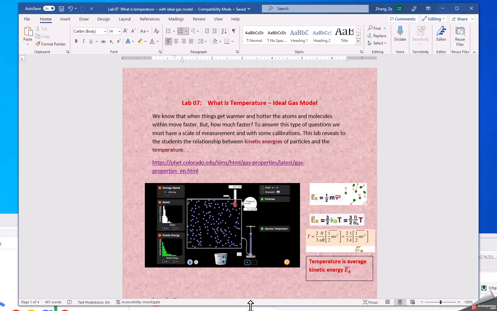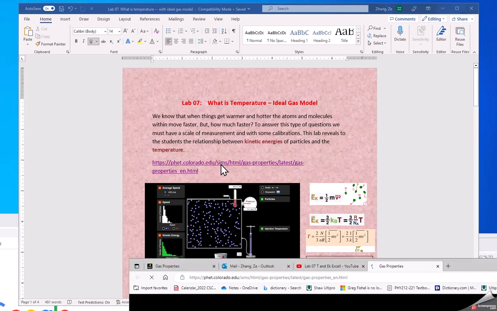Okay, we know that when things get hotter or warmer, the atoms and molecules within them move faster. But how much faster? To answer this type of question, we must have a scale of measurement, with some kind of calibration. This lab reviews for students the relationship between the kinetic energies of the particles and the temperature. In particular, we're going to use the simulation from this site.